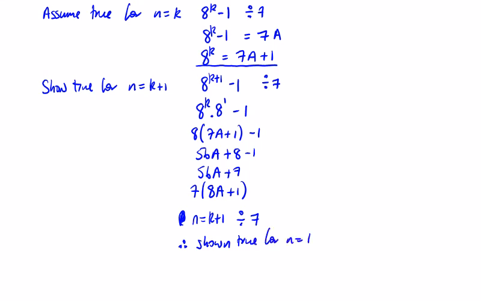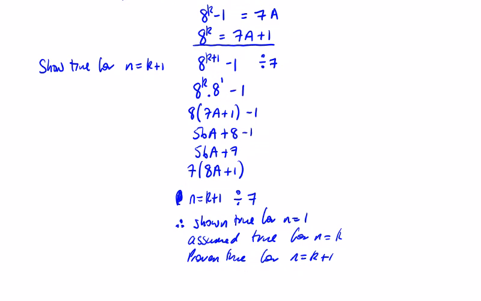This is probably what I should have written for the De Moivre proof as well. Assume true, and they do want this at the end: 8 to the power of k minus 1 for n equal to k, proven true for n is equal to k plus 1, therefore true for all values of k.